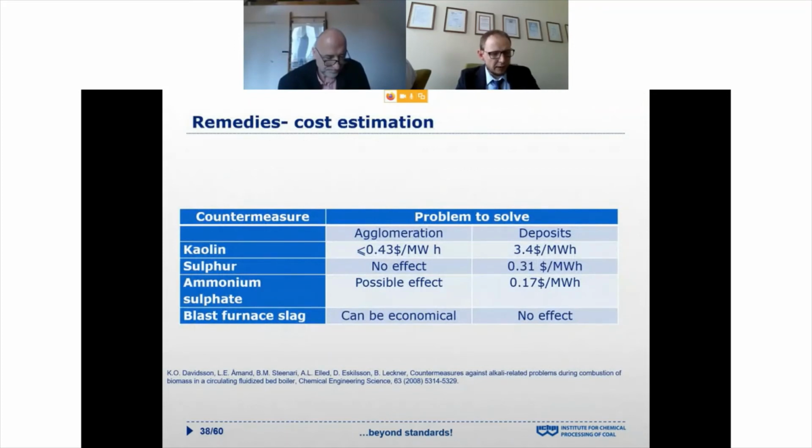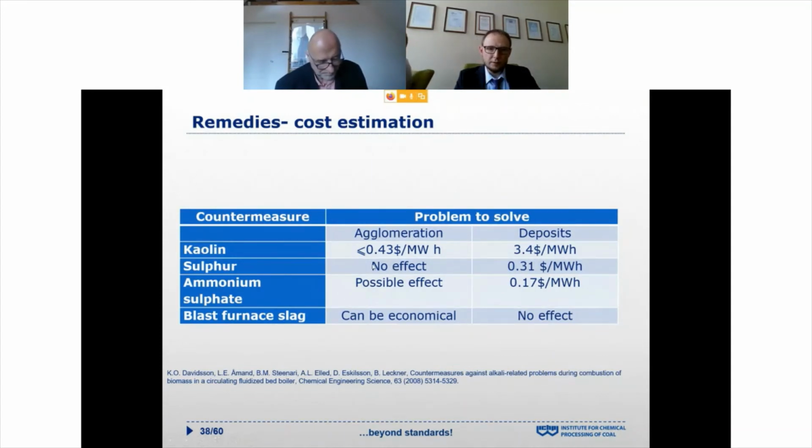And this slide, as I mentioned in the beginning of the presentation, touches reality in terms of the boiler performance, because according to Swedish scientists, they tried to estimate the cost if we apply the different remedies against ash related issues: kaolin, sulfur, ammonium sulfate, and the blast furnace slag, against agglomeration and against deposits. That means slagging and fouling. So you can see that kaolin, and also I want to say halloysite, are more universal.